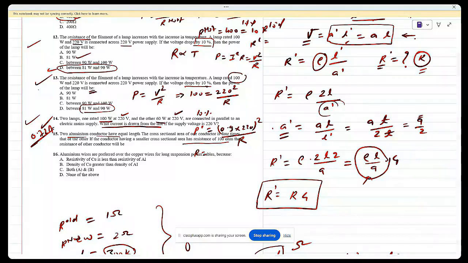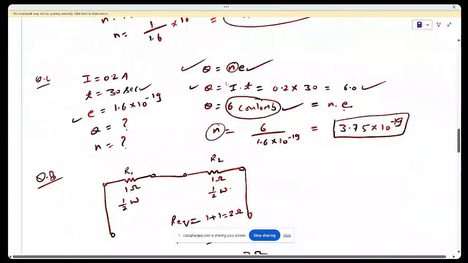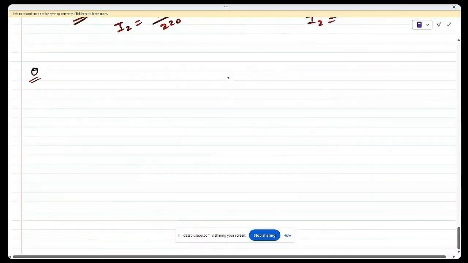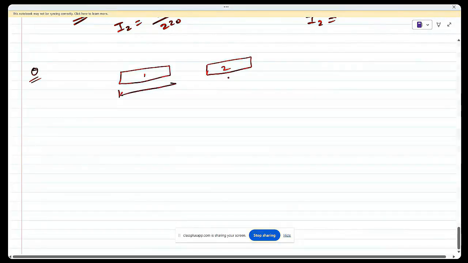So let us draw the condition. Two aluminium conductors have equal length. Let us draw two aluminium conductors first. Let's say this is aluminium conductor number 1 and this is aluminium conductor number 2, and their length is the same. Its length is L, its length is also L. This is condition number 1 which is given.